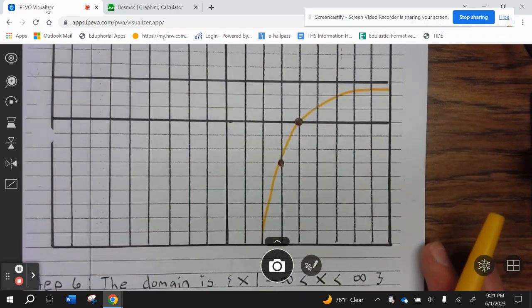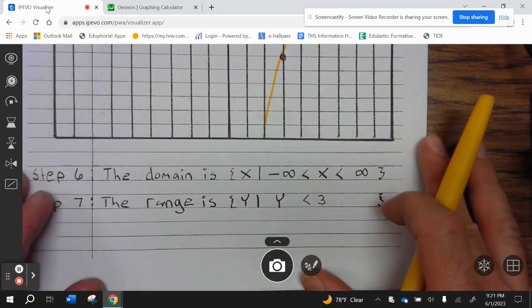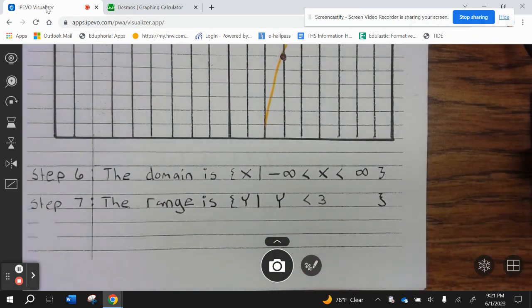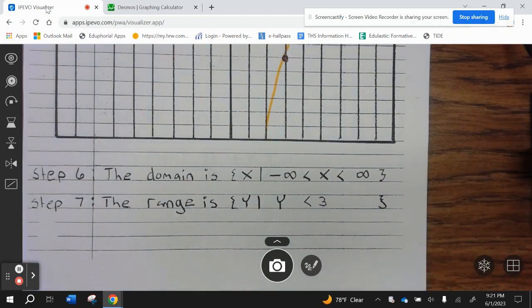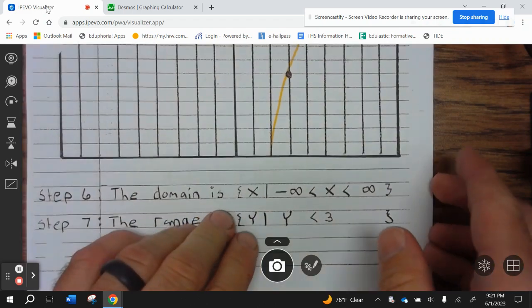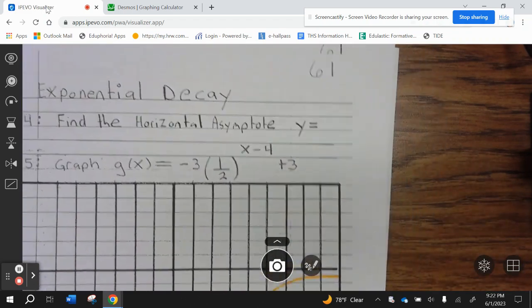I'll give you a second to double check your graph. All right. The domain of an exponential is always -infinity to +infinity, and the range is y less than 3. All right. Take a look at the next example.